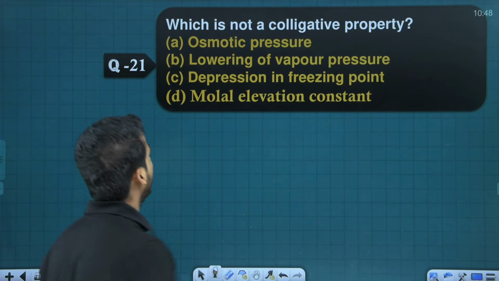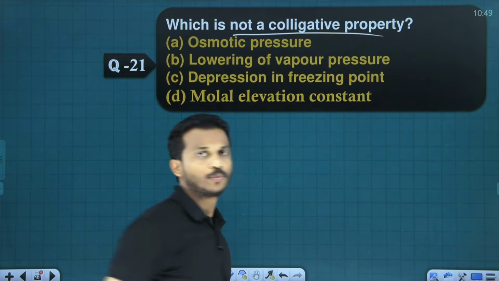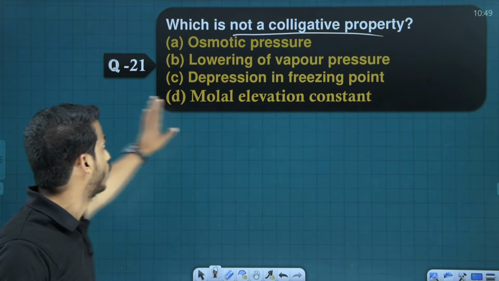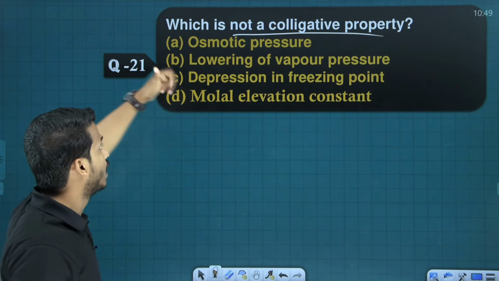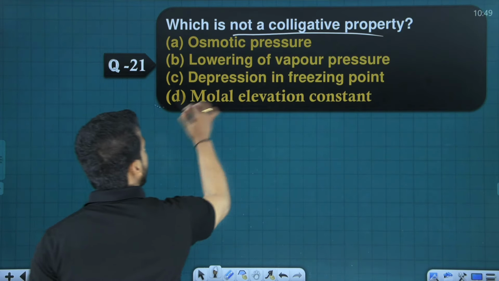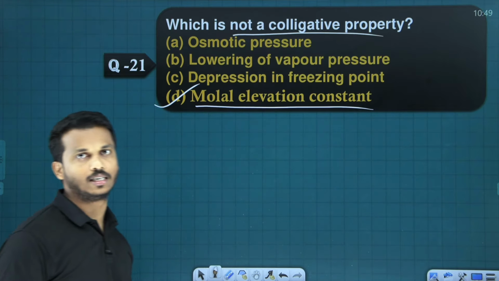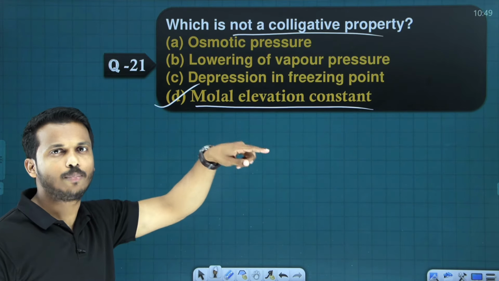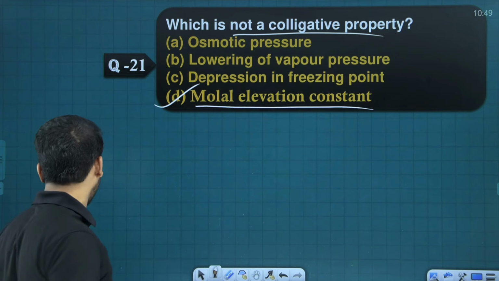Which is not a colligative property? Come on, quick. Which one? Osmotic pressure, yes. Lowering of vapor pressure, yes. Depression in freezing point, yes. Molal elevation constant, that is Kb, right? It's a constant, not a colligative property.